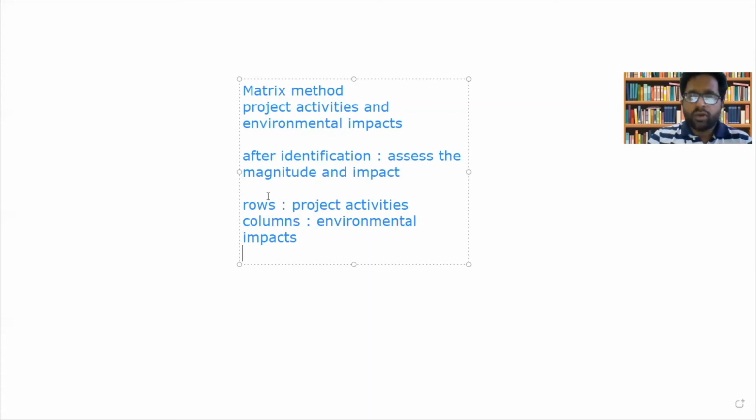Now, for assessing weights, we discussed why weights are assessed. There are 3 levels of impact using which the weights are assigned. The 3 levels are major, minor, and intermediate. Depending on these, the assessment will be done. So that's about the matrix method.